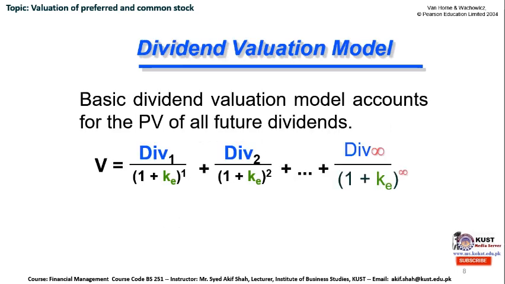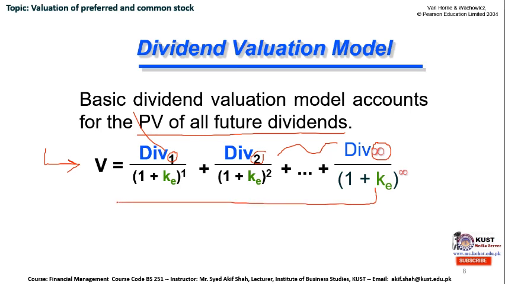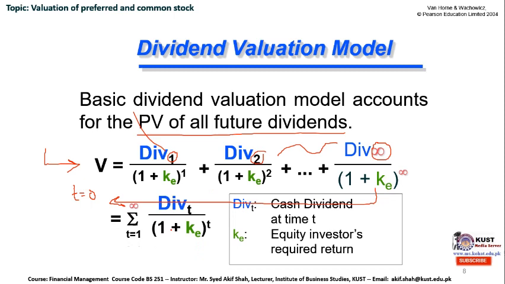How to value such kinds of common stocks? The basic dividend valuation model assumes and accounts for the present value of all future dividends. So once again, it looks like the valuation process for preferred stocks. V is equal to the dividend for time period 1, the dividend for time period 2, and so on and so forth up to infinity, all discounted to time 0 in order to calculate the value of this stock at this time period. Therefore, we have a reduced version in the subsequent slides.